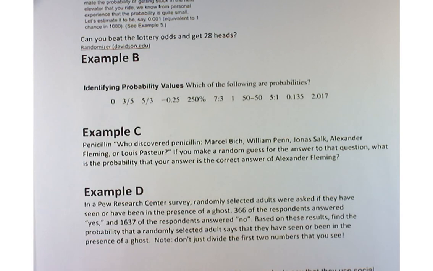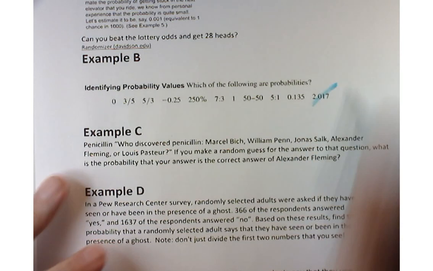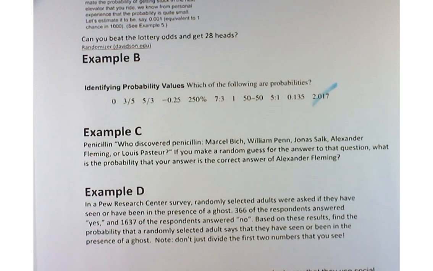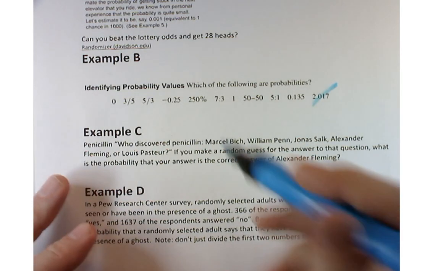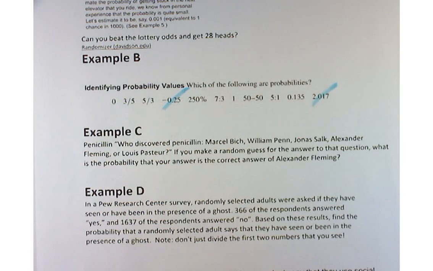You'd be able to get rid of 2, right? Because it's not between 0 and 1. So we can get rid of that one. Good. What else can we get rid of? The negative one for sure. You can't have negative probabilities at all. Let's keep going. These are good so far.